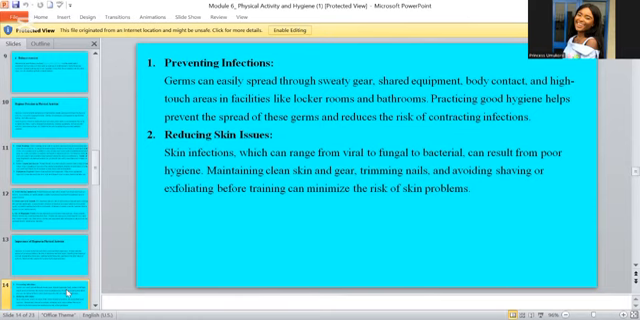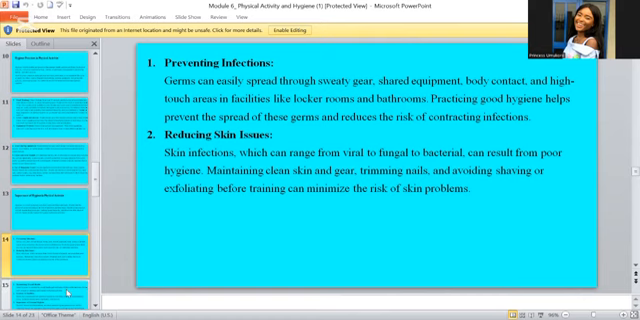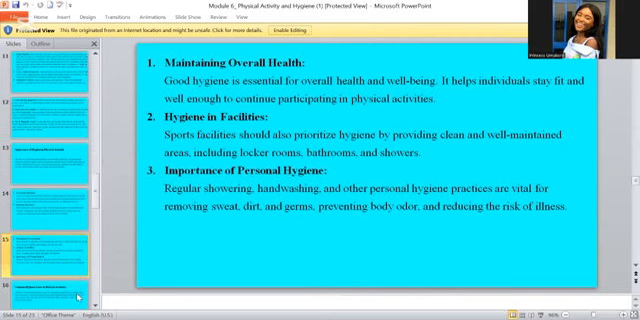It can also help in reducing skin issues. Skin infections, which can range from viral to fungal to bacterial, can result from poor hygiene. So, maintaining clean skin and hair, trimming nails, and avoiding shaving or exfoliating before training can minimize the risk of skin problems. It's also important because it helps us maintain overall health. We can maintain hygiene in facilities such as gyms, locker rooms, bathrooms, and showers.